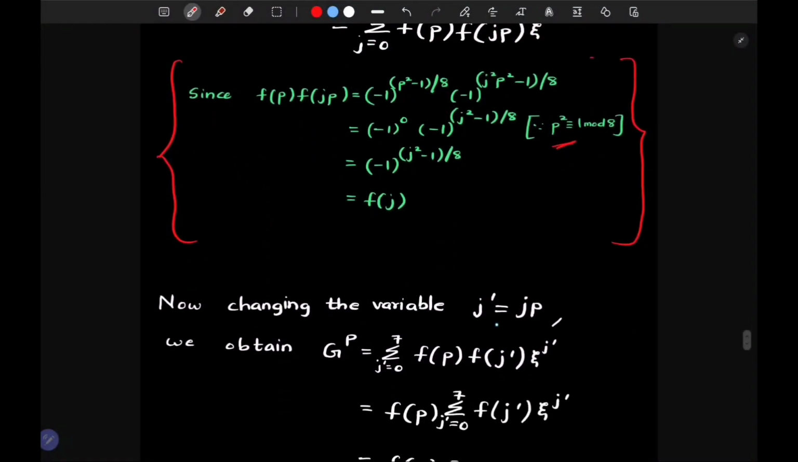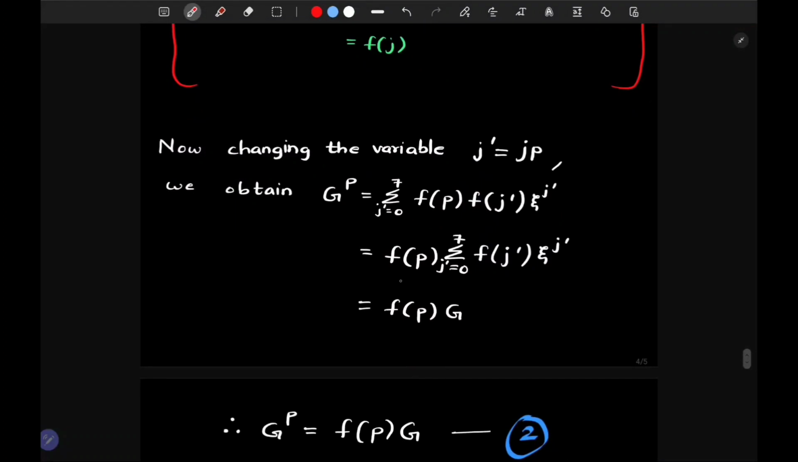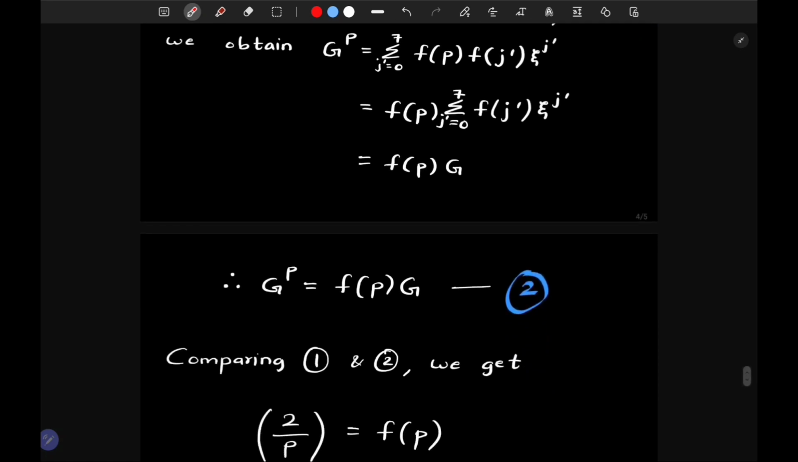Now, changing the variable jp as j dash, from this step, we obtain g raised to p equals sigma j dash is equal to 0 to 7 f of p into f of j dash into xi raised to j dash, because we changed the variable jp as j dash. Taking f of p outside, we get g raised to p equals f of p into sigma j dash is equal to 0 to 7 f of j dash into xi raised to j dash. And what is sigma j dash is equal to 0 to 7 f of j dash into xi raised to j dash? It is the Gauss sum. Therefore, g raised to p is equal to f of p into g. And I mark this as equation number 2.